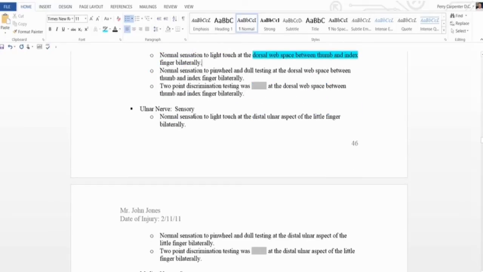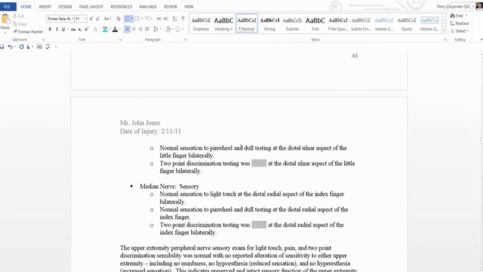Ulnar nerve, a normal sensation to light touch at the distal ulnar aspect of the little finger bilaterally. And see, having your template set out like this serves as a reminder to you to test the distal ulnar aspect of the little finger bilaterally. That way you don't have to remember the pure patches of these named peripheral nerves of the upper extremity. You have it right here in your template. And then you simply fill in the finding here when you confirm that indeed sensation is normal.